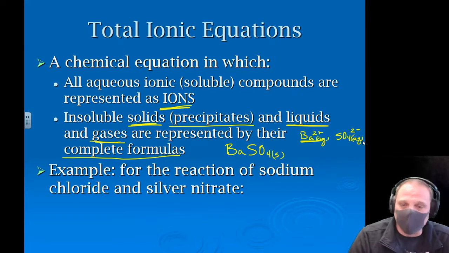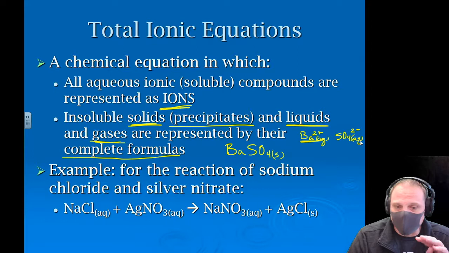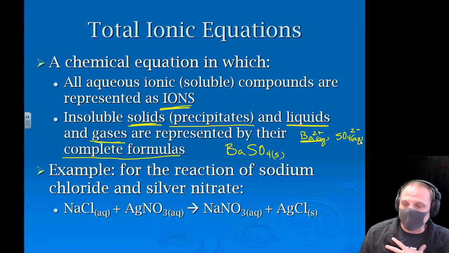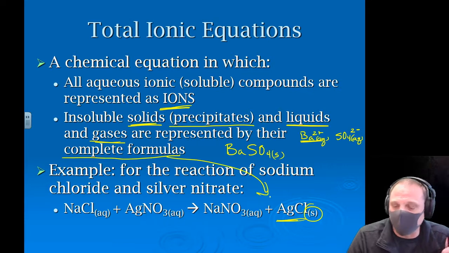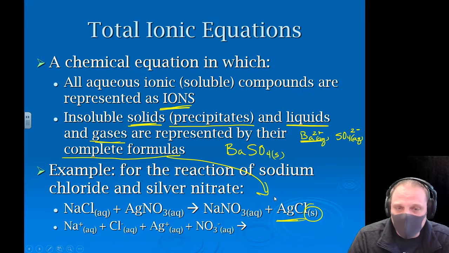So for instance, if we were doing this formula here and we had a reaction of sodium chloride and silver nitrate, you can see that we have the sodium chloride plus silver nitrate. Both of those are aq. And then on the product side, silver chloride is now going to be a solid, right? So this is a precipitate. And so this means that when we write our total ionic equation, we'll have to represent silver chloride as a complete formula. So this is how we do it.